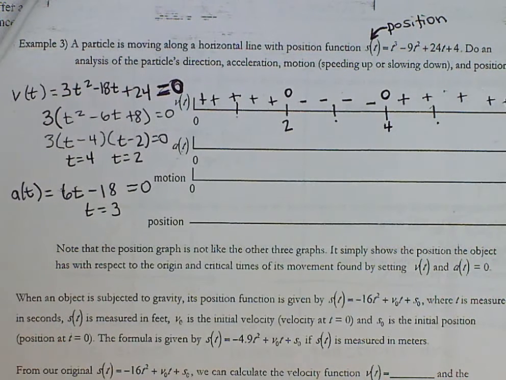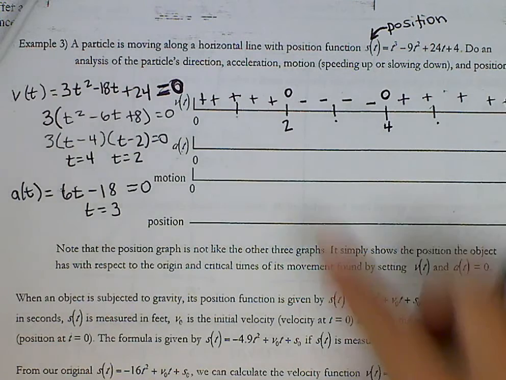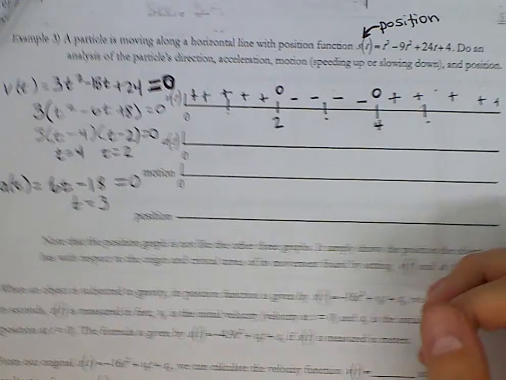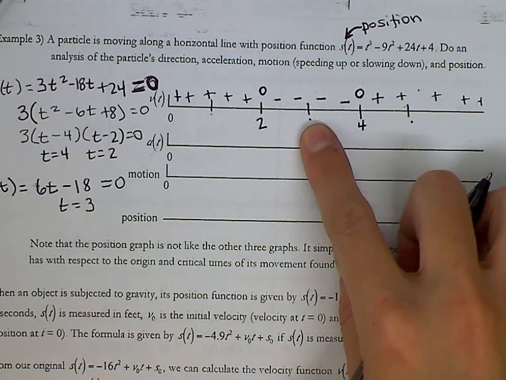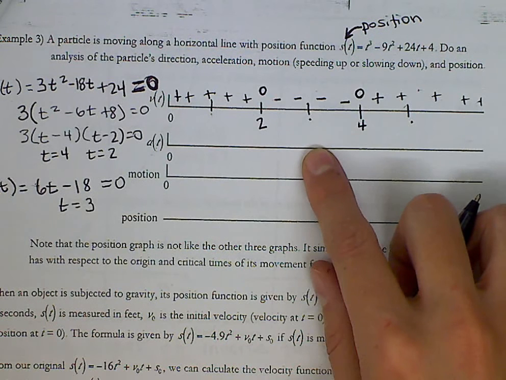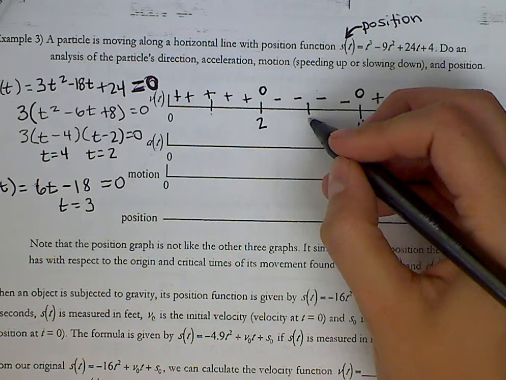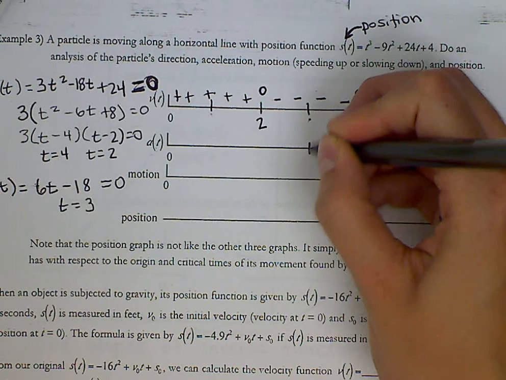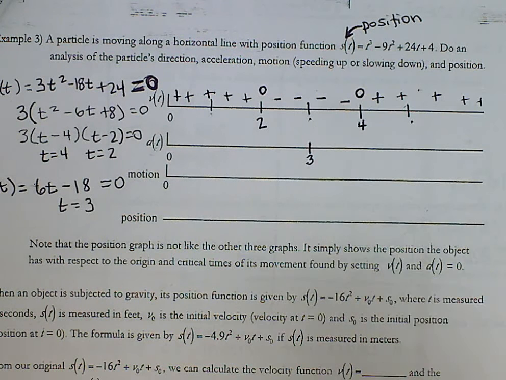Okay, so I want to make sure when I label my critical point, I kind of keep it in line with my velocity graph. You will see why soon. So here on my velocity graph is the point 3. I can label that here. So here's 3. It's our critical point.